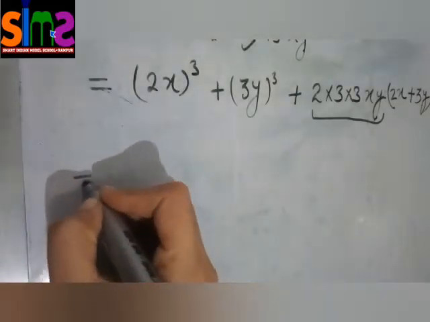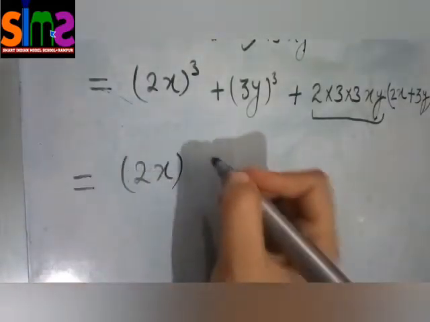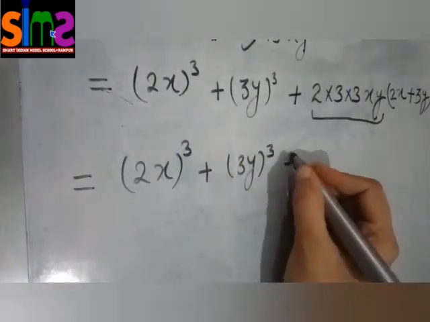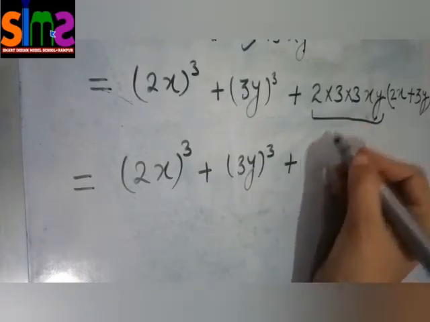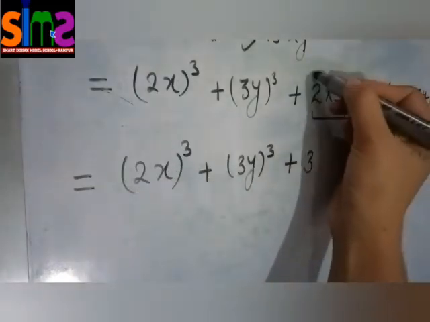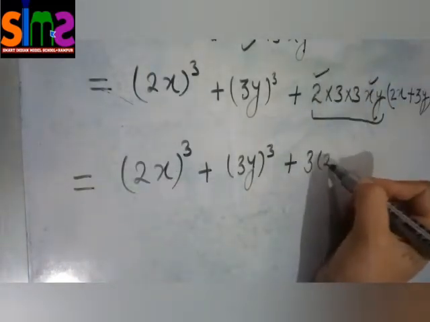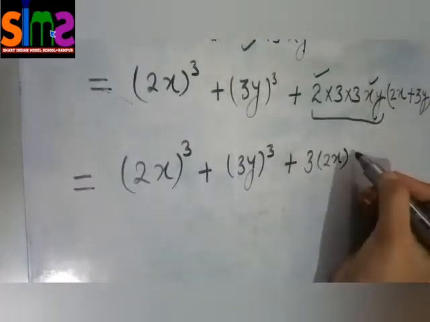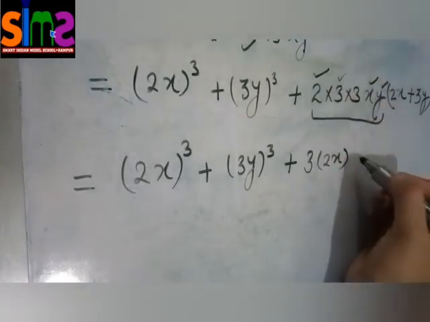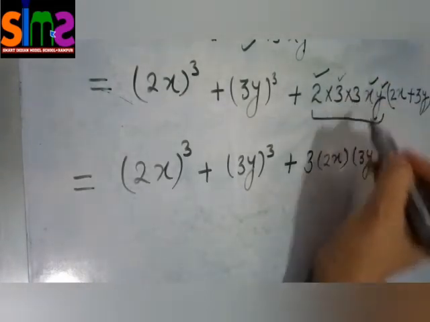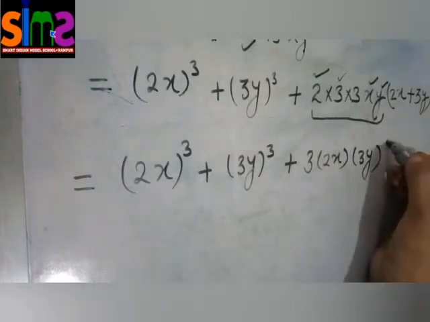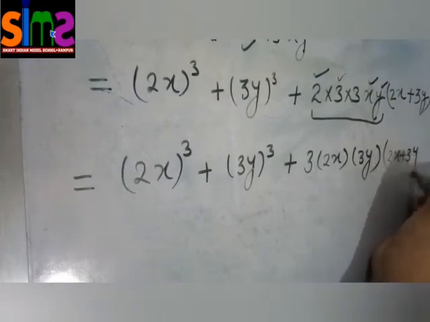So we are moving on to the next step. We will write down 2x cube as it is, 3y and its whole cube as it is. Now we can arrange it as, first of all we will write down 3, then we will write down 2x, this one 2 and this one x, 2x in bracket, and 3y, this one 3 and this one y in bracket, and the last 3 have been written here, and in the last 2x plus 3y bracket.